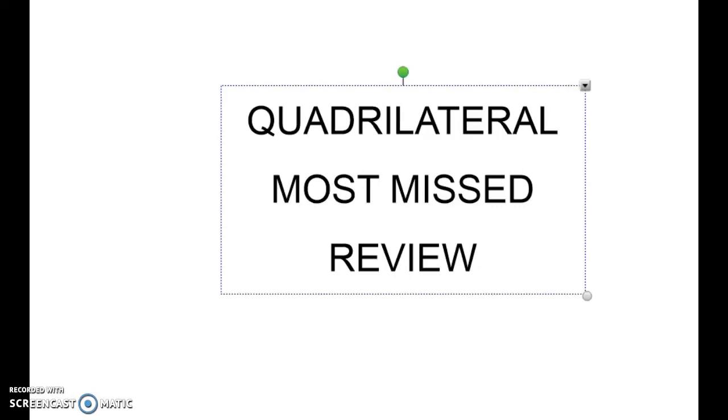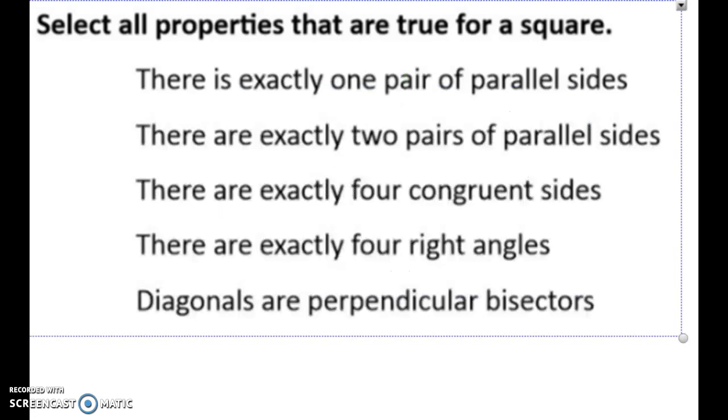Okay, so today we're going to go over the quadrilateral test most missed questions. The first question that was the most missed was: select all the properties that are true for a square.